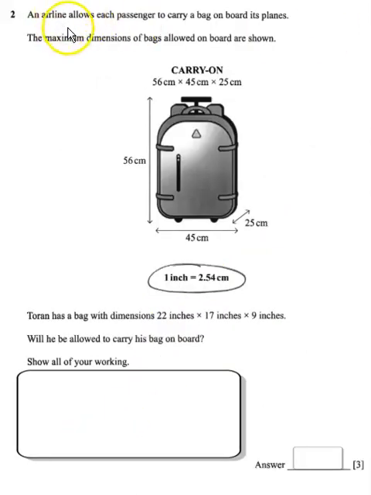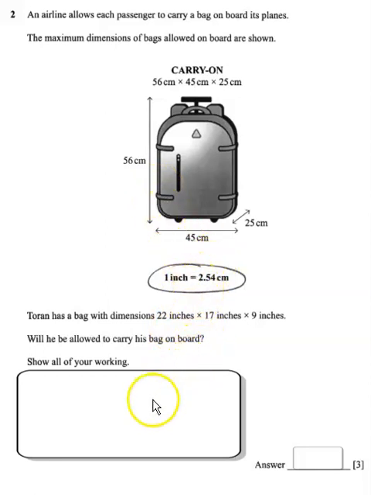So question 2, an airline allows each passenger to carry a bag on board its planes. The maximum dimensions of bags allowed on board are shown. So it's got 56 centimeters, 45 and 25. Now there's a conversion here which I've circled, which is 1 inch is equal to 2.54 centimeters. So that's important. So Torin has a bag with dimensions 22 by 17 by 9 inches. Will he be allowed to carry his bag on board? Show all your working. So you would have to convert into centimeters and then compare.